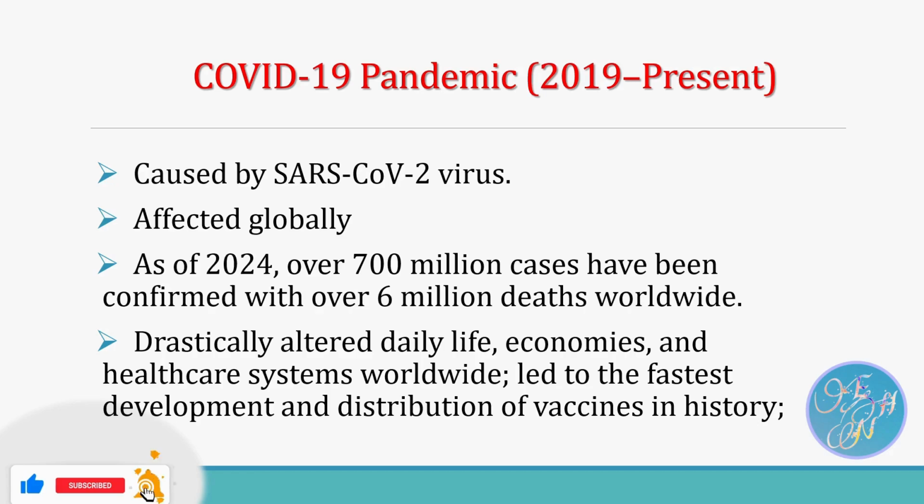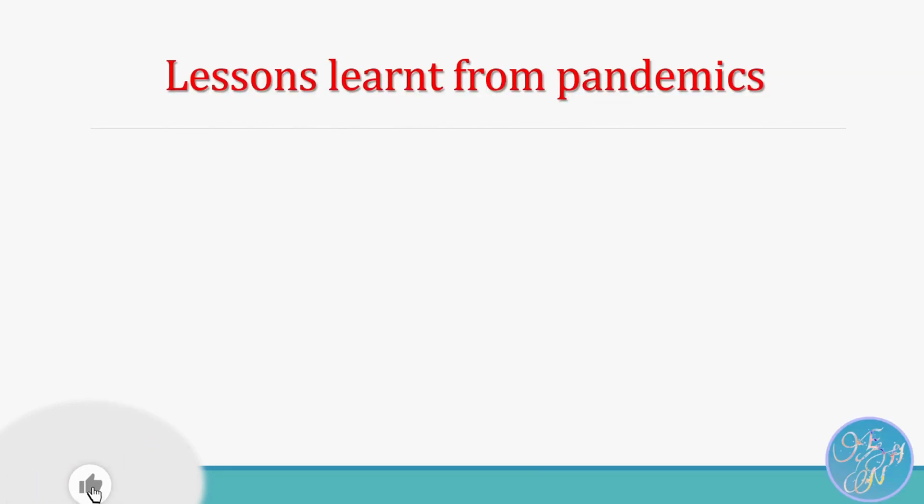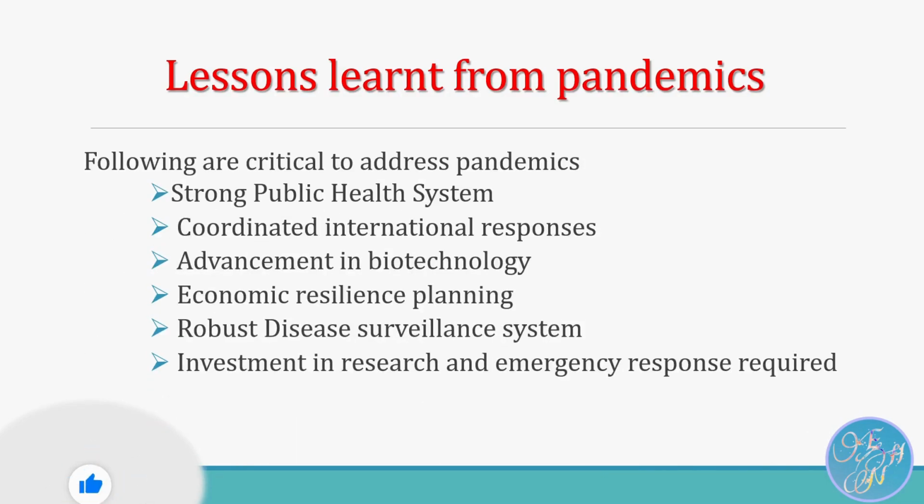Now, let's conclude and discuss the lessons learned from these pandemics. Throughout history, pandemics have taught us valuable lessons. We've learned that having strong public health systems, cooperating globally, and investing in research are crucial to protecting ourselves. These events have also shown us that while pandemics bring challenges, they can also lead to advancements that improve our world. So, what can we do?